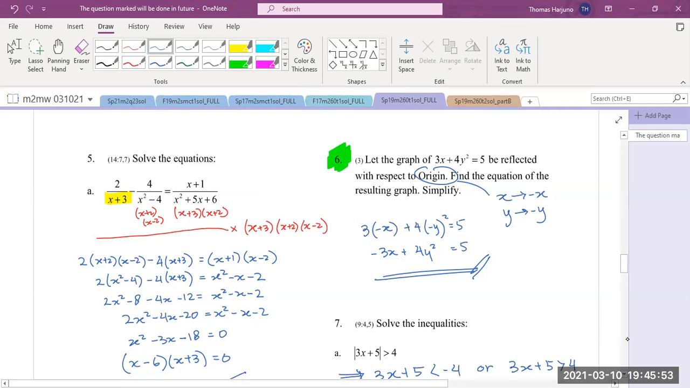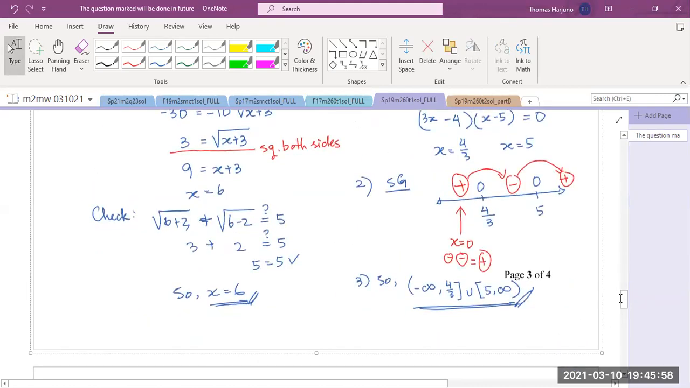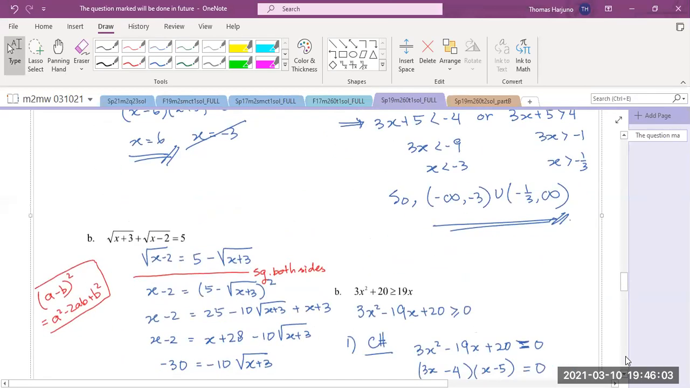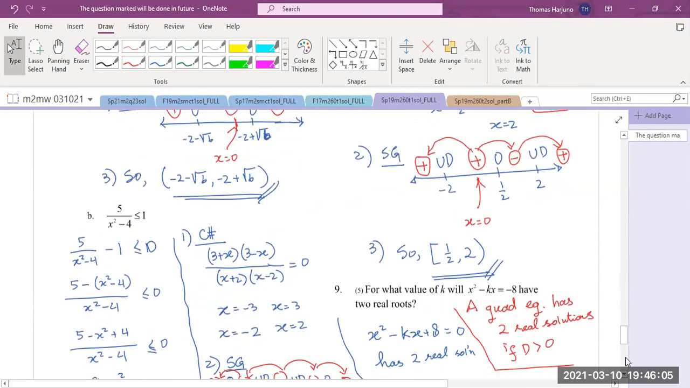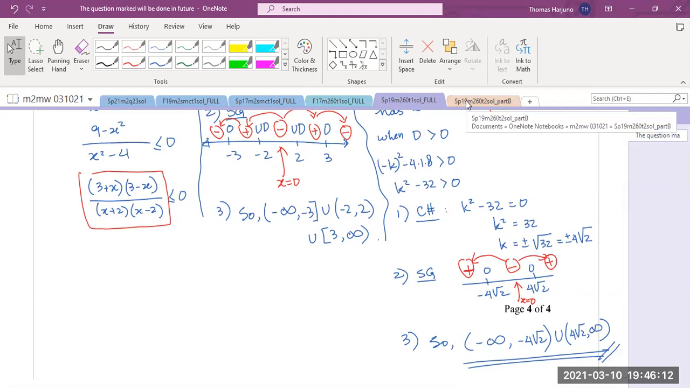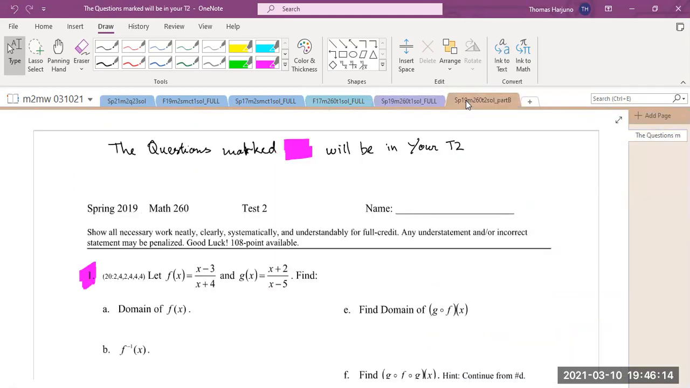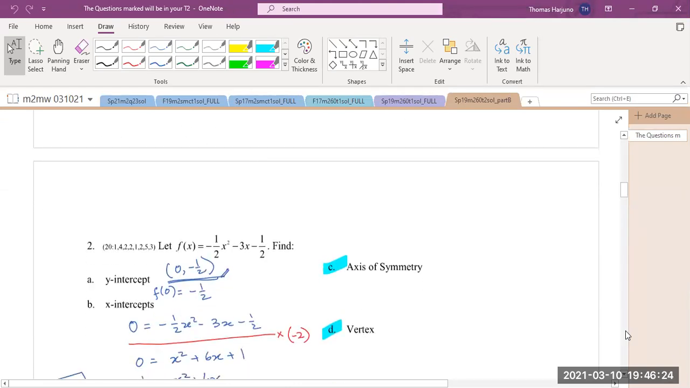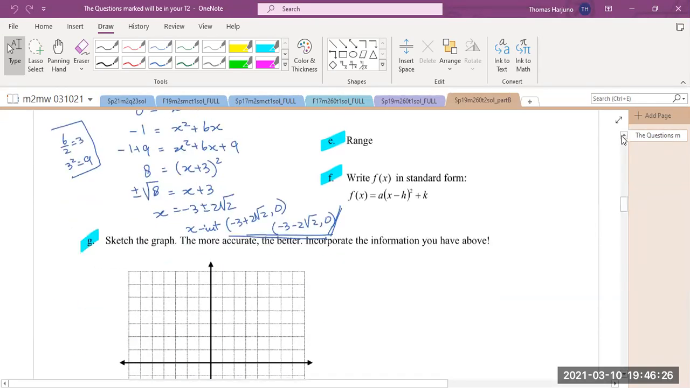Okay, let's see more. Is there anything I left behind last time? It's page 3. I think we are done even with page 4. Yeah, we are done with page 4. Now for the next 5 minutes, let's see their test 2. The questions that are in your test 1, the one I mark in purple here will be in your test 2 instead. The one I mark in other color will be in your test 1.